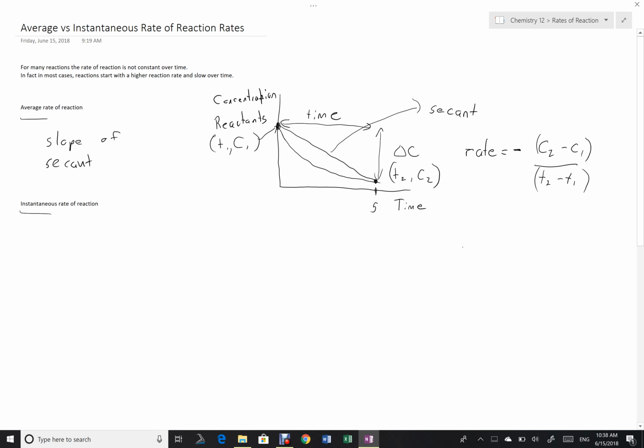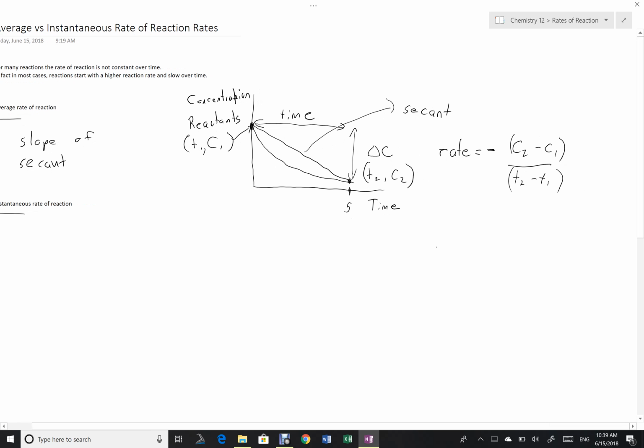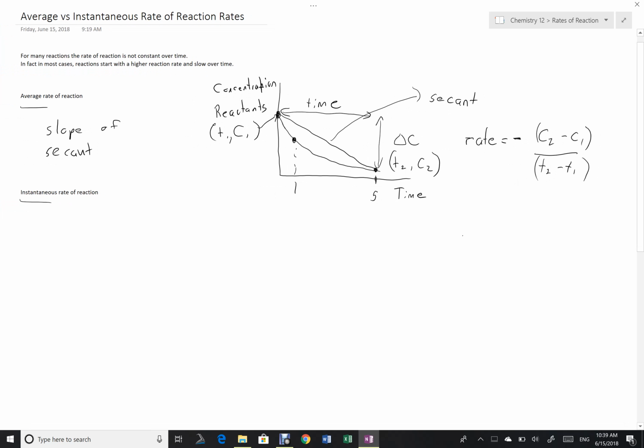The instantaneous rate of reaction instead looks at an individual point in time. Let's take this point. Let's say we're interested in the instantaneous rate of reaction at 1 second. Here, I don't want to take into account what's going on down here or what's going on up here. I want to focus just on this spot. And I'm going to use something called a tangent.